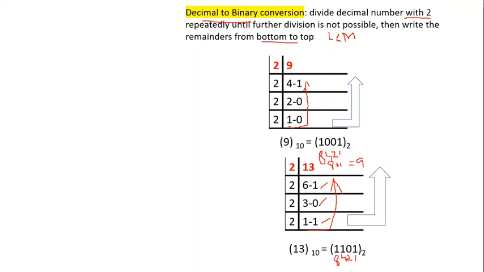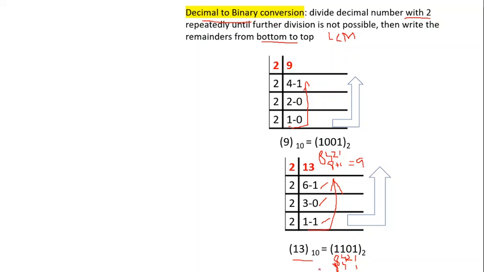Just add these numbers. 1 into 1, 1. 0 into anything is 0. 4 into 1 is 4. 1 into 8 is 8. So 8 plus 4, 12. 12 plus 1, 13. Like that you can do the reverse process.